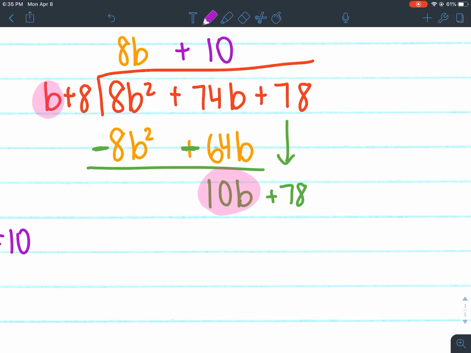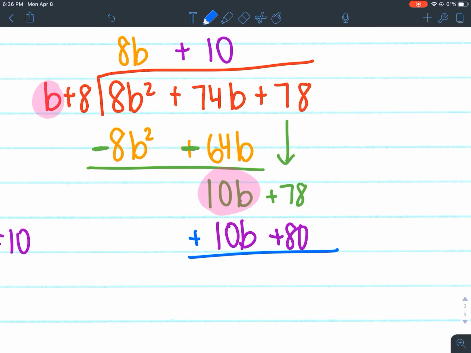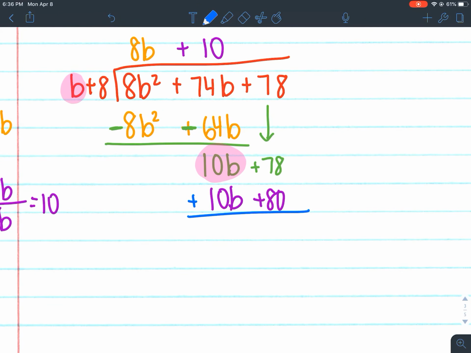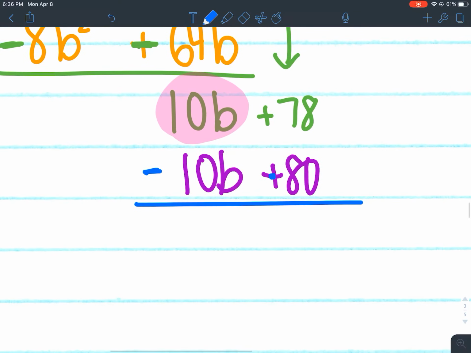So I'm going to put 10 times b, which is 10b, 10 times 8, which is 80. And then I'm going to go ahead and combine here. 10b, oh, just kidding, I made a mistake. You're not supposed to add. You're supposed to subtract. So when I subtract, my signs change, which is a negative here and a negative here.